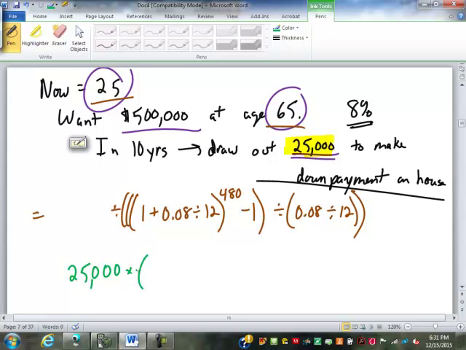Now again, this is just a single lump sum, so it's just a compound interest future value. 1 plus 0.08 is our interest rate, divided by 12, because it is still compounded monthly. How long is it going to sit there? Well, 10 years puts us at age 35. So 65 would be 30 years. 30 years is how long it would have sat there had we not taken it out. So that's 360 months.